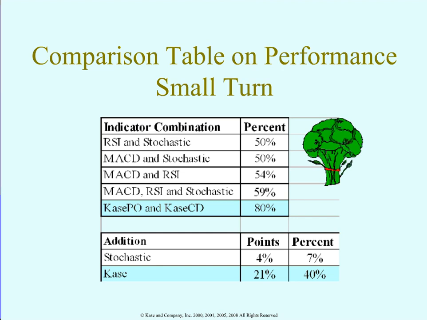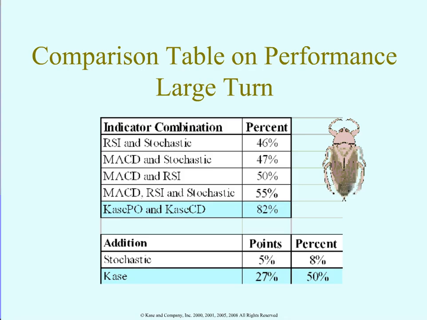So if you use the RSI in combination with the stochastic, yeah, we're going to show our indicators working with NinjaTrader about 2 or 3 slides from now. If everybody can just be patient for a little bit. Anyway, this is just to show you that the math with the Kase indicators works 80% of the time versus about 50% with the standard indicators. And this is the performance with small turns.